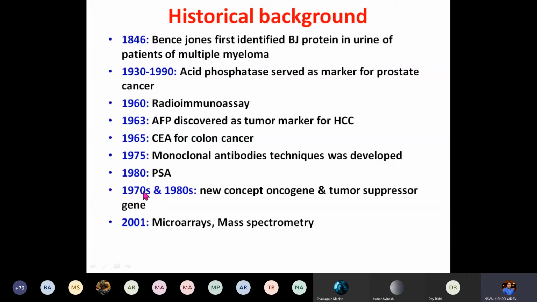Later on in the 1980s, oncogenes and tumor suppressor genes were also used. And later in 2001, many different techniques were developed, such as microarray and mass spectrometry, which also helped in the discovery of new tumor markers. So the discovery of different methods helped in the discovery of new tumor markers for different cancers.